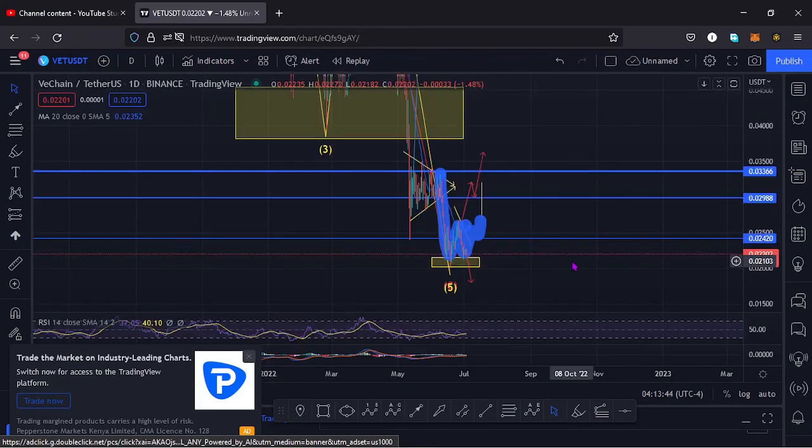Those are the key scenarios that I expect to see on the Vechain chart, and I'll keep you updated on any movement on this chart.